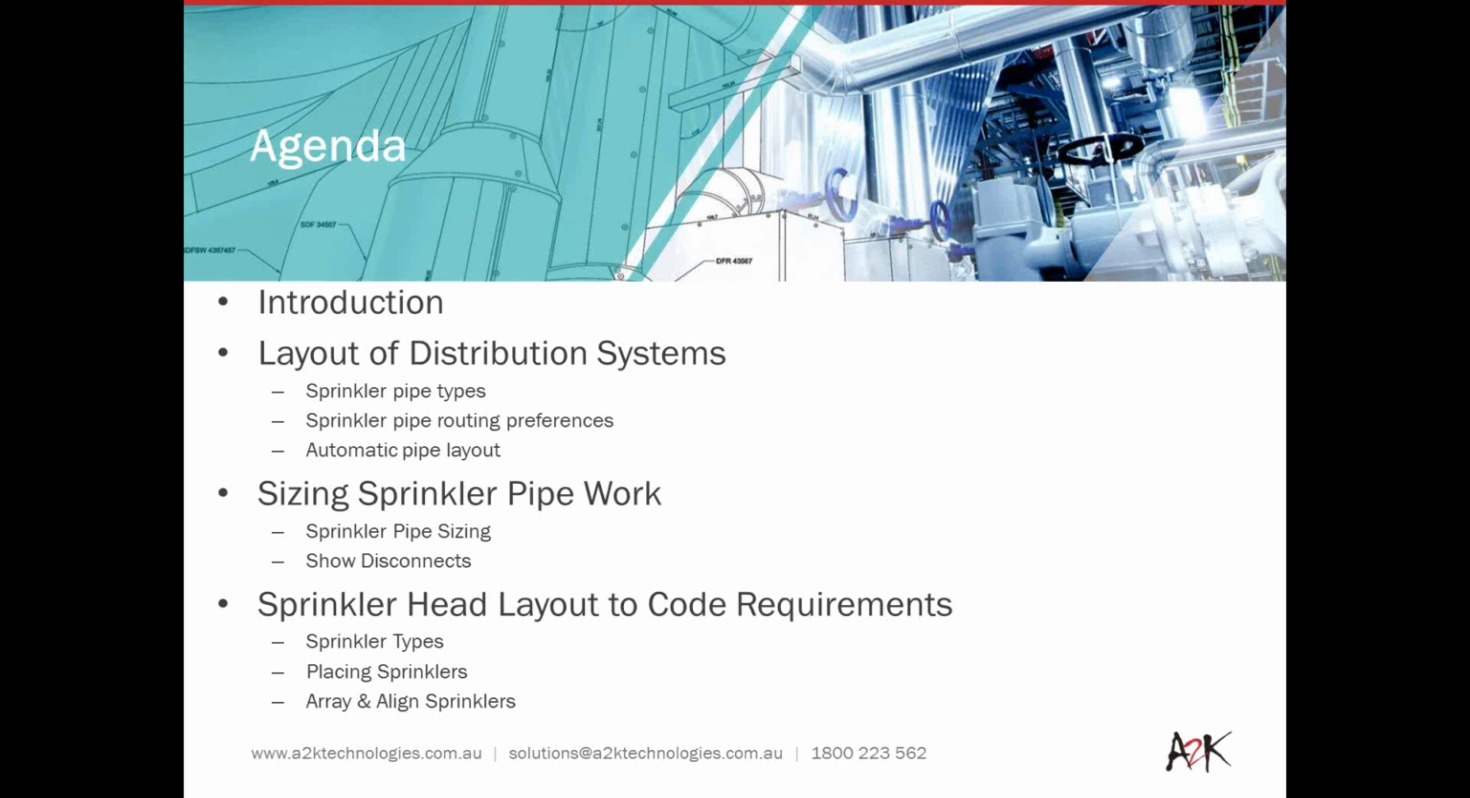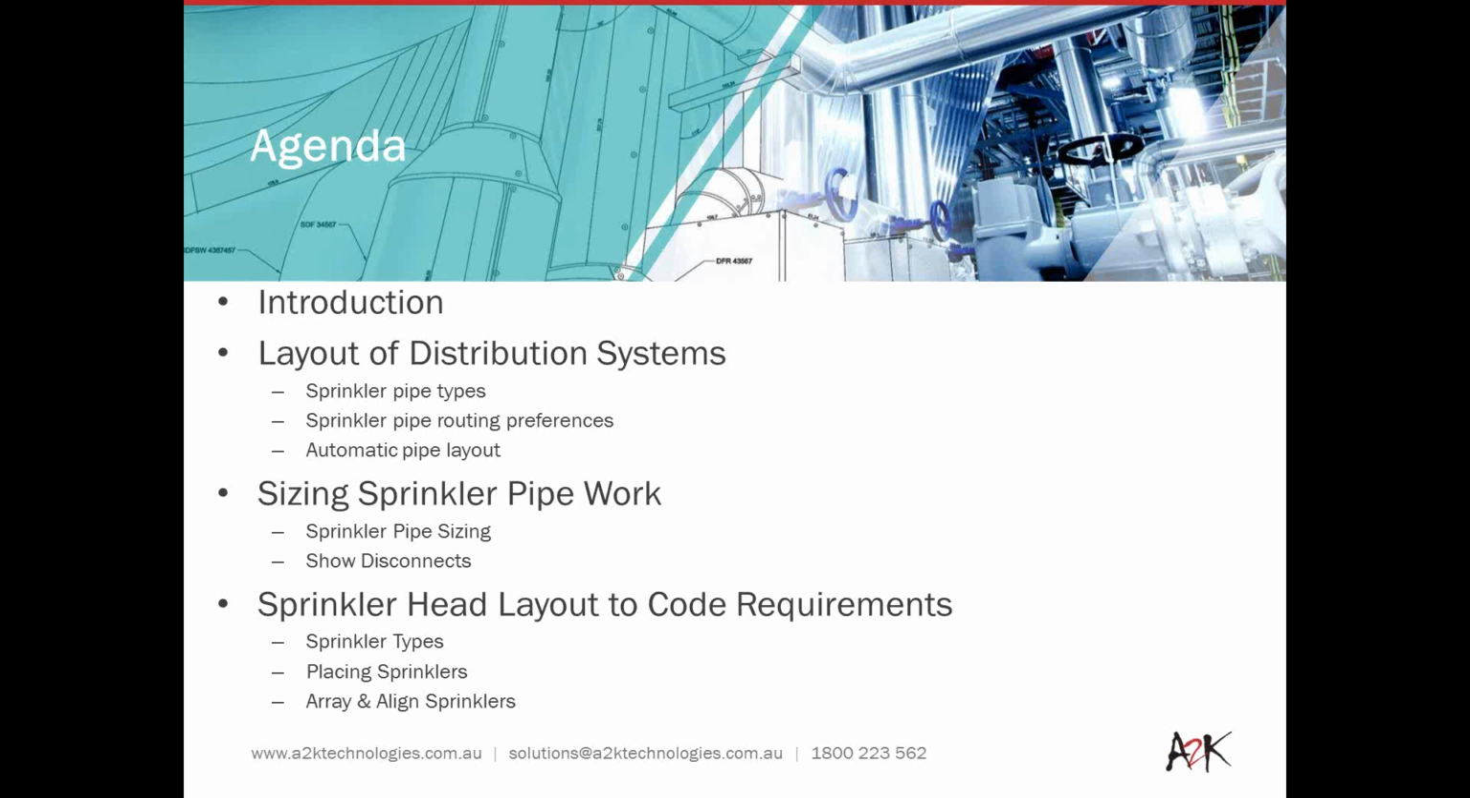We'll just have a short introduction of who we are, who A2K is at the beginning, and then we're going to work through some of these tools and workflows specifically for fire sprinkler design. So layout of distribution systems, a few tips and tricks there on sprinkler pipe types and pipe routing preferences, and just touch on a bit about the automatic pipe layout. So this webinar is probably geared more towards your beginner to intermediate type of user. So we'll sort of cover a few of the tools in the automatic layout of pipes.